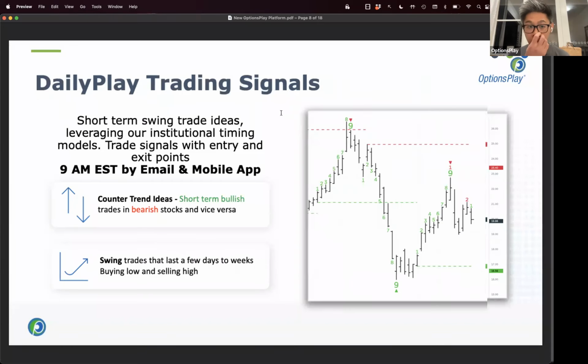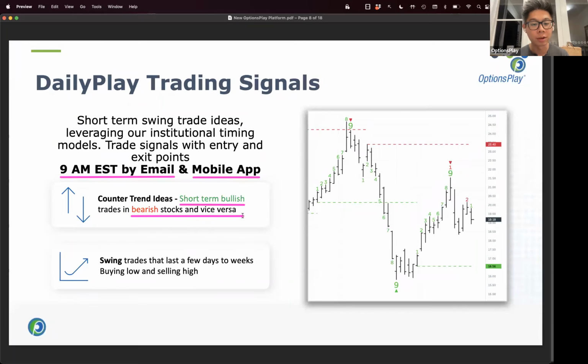So what you can expect from us are the daily play trading signals that are now available to you both by email at 9 a.m. each morning, or through the mobile app. And I'll show you how to download the mobile app here in a few seconds. But like I said, these are generally speaking short-term counter trend ideas. So these are bullish trades in a bearish stock and vice versa.